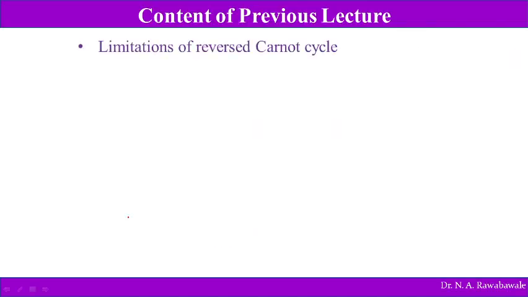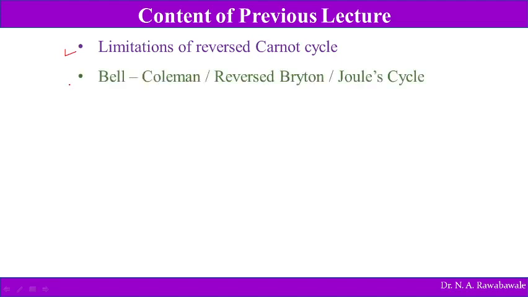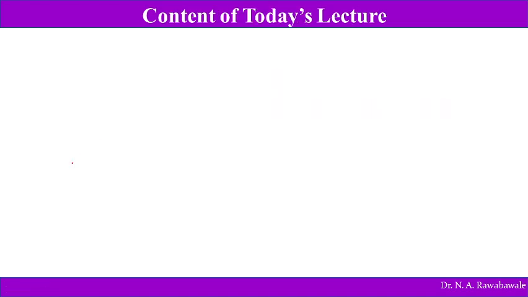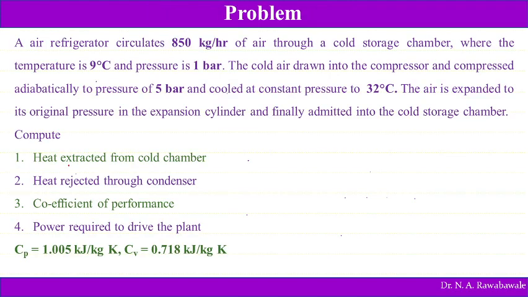In the previous lecture, we discussed the limitations of the reversed Carnot cycle, the Bell-Coleman cycle, that is the reversed Brayton or Joule cycle, and the coefficient of performance of the Bell-Coleman cycle working as a refrigeration system. Now today we are going to discuss numericals on air refrigeration system. So this is the first problem which we are going to solve today.